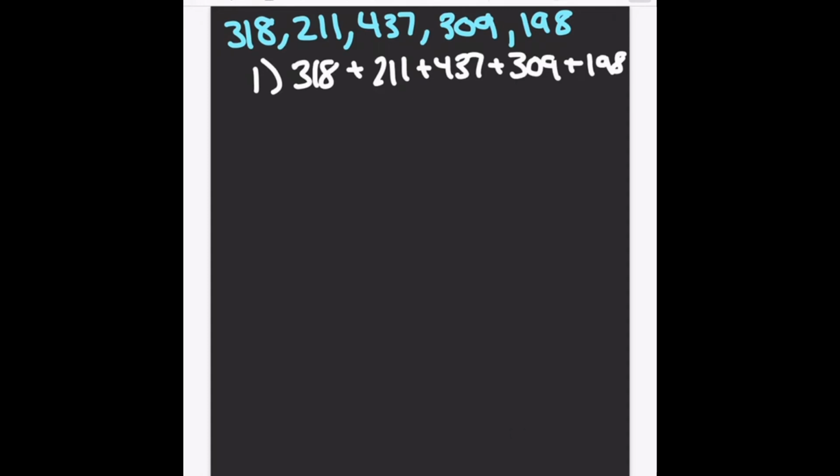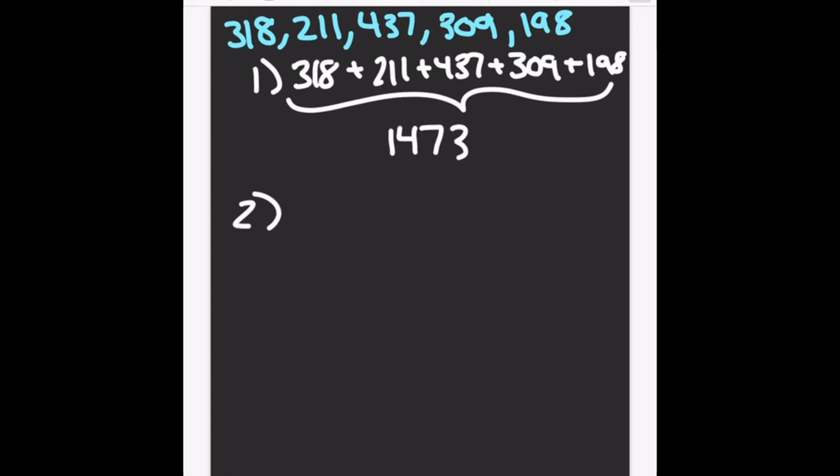So when I add all of these up, I'm going to get 1,473. Now my second step would be to divide. So 1,473 divided by 5. So here I get a decimal.